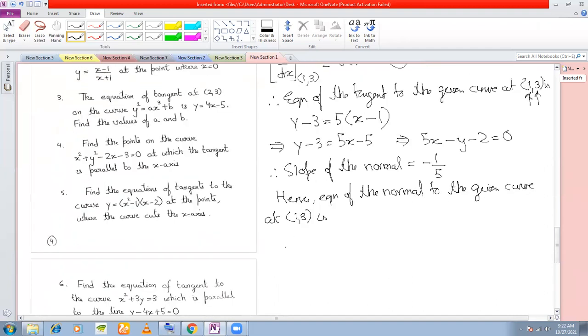is again the same thing: y minus y1, because it passes through (1, 3), is equal to, now for the slope of the normal we put minus 1 by 5 into x minus 1. Now you can simplify this and write it in the general form to get x plus 5y minus 16 equals 0. So that's how you find the equation of the tangent and the equation of the normal to a given curve.